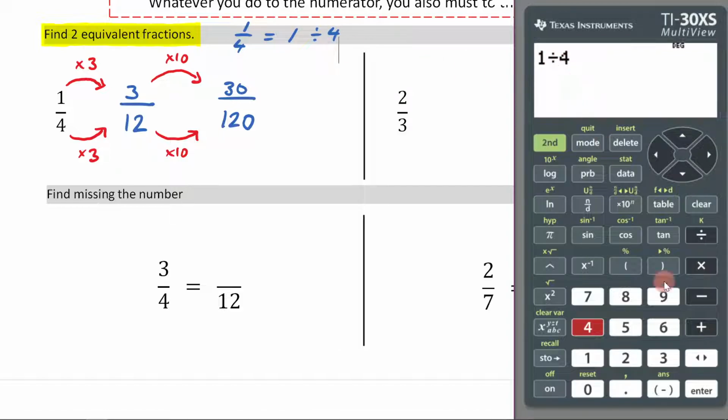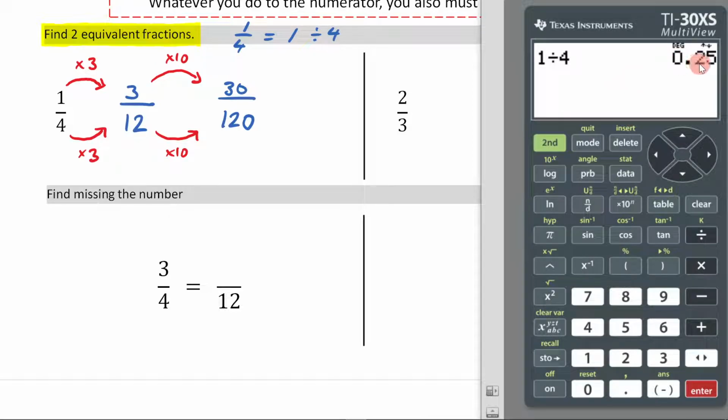If I go 1 divided by 4, we should all know that that's 25%. As you can see here, it's given to us as a decimal, 0.25. We'll talk more about decimals later, but I think it's important that you see at the beginning that 1 on 4 is the same as 1 divided by 4, and it's giving me 25%, 0.25.